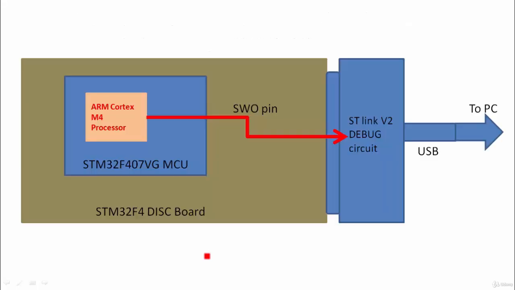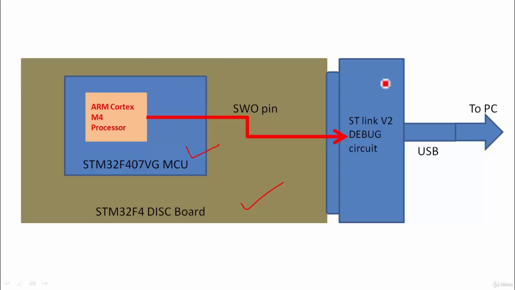First of all, this is your board. You have a board which is an STM32F4 discovery board or a nucleo board, and your board has a microcontroller. Let's say the microcontroller is STM32F407VG, which is produced by ST Microelectronics. That microcontroller has a processor inside, which is an ARM Cortex M4 processor.